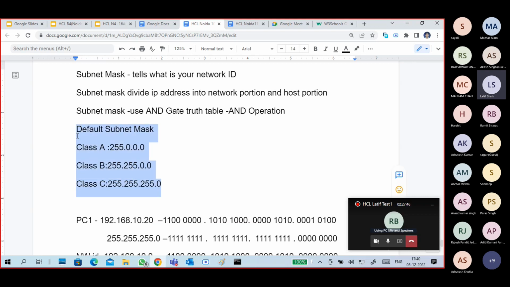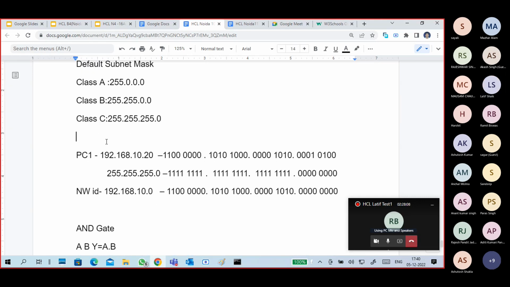There are default subnet masks. For class A, 255.0.0.0. For class B, 255.255.0.0. For class C, 255.255.255.0. These are the default subnet masks for the three classes.